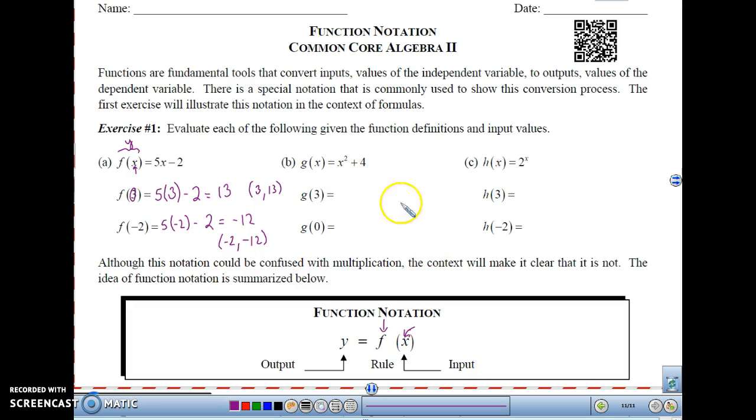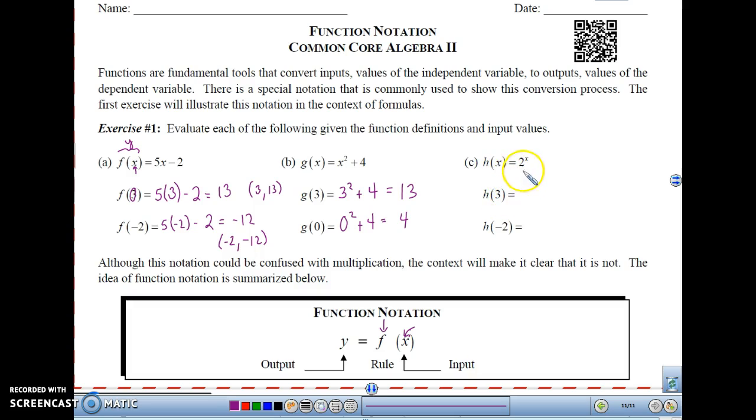So that works for any function you have. It doesn't matter with the letter. G of x is x squared plus 4. So g of 3, we plug in x equals 3. 3 squared plus 4, which is 9 plus 4, which is 13. And g of 0 would be 0 squared plus 4, which is equal to 4. Pretty simple. All you have to do is whatever's in the parentheses you plug in for x to get the function by whatever name it's given.